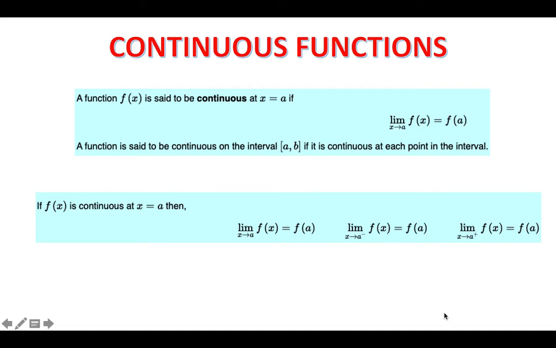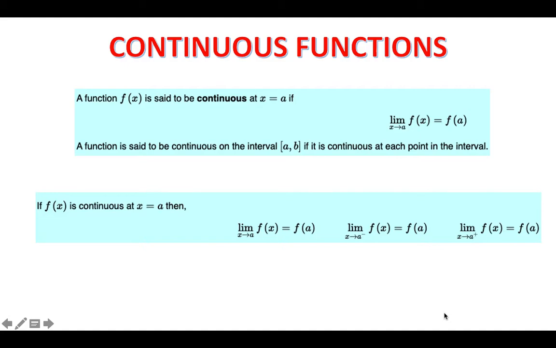Now we will talk about continuous functions. We will solve some questions about continuity and discontinuity. A function f(x) is said to be a continuous function at the point x = a if the limit of f(x) as x approaches a exists, and this is equal to f(a), the image of the number a under the function f.